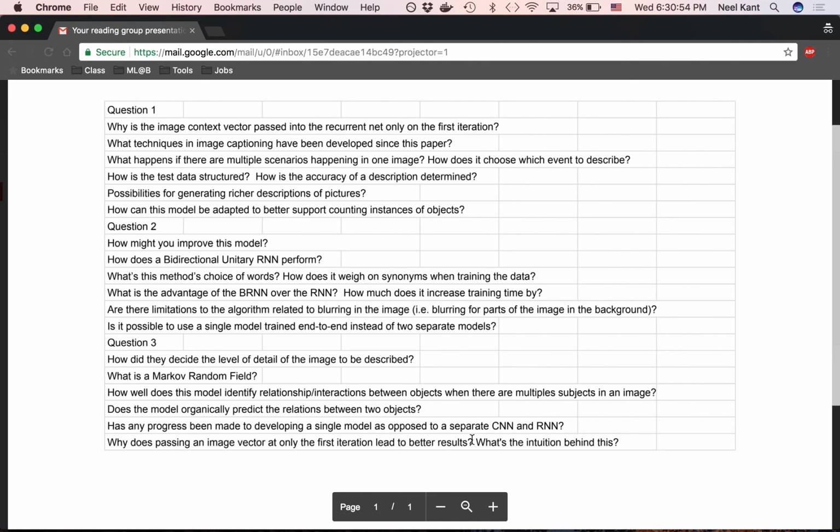Is it possible to use a single model trained end-to-end instead of two separate models? Currently, at least for what they had set up, they weren't able to reduce it into one model. They had to split it up into two. I'm not sure if a different approach might be able to reduce it to just one model, but with the approach that they had, it had to be separate.